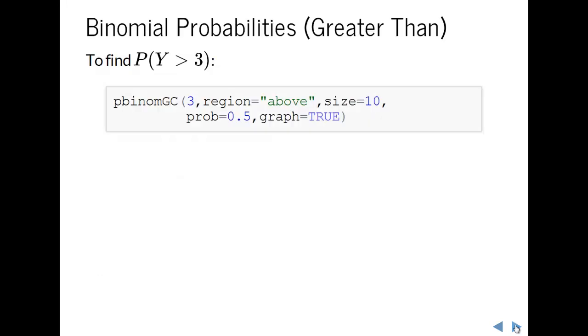So let's turn this around now to right tail probabilities, strictly greater than and greater than or equal to. For a right tail probability, in other words, an above region, p-binom GC computes strictly greater than inequalities by default. This makes sense, since this is the opposite of a less than or equal to. So if we want to compute the probability that y is strictly greater than 3, our bound input will be 3. The region is above, and the size and probability are as before, since we are still doing the 10-coin toss. Let's take a look at the graph.